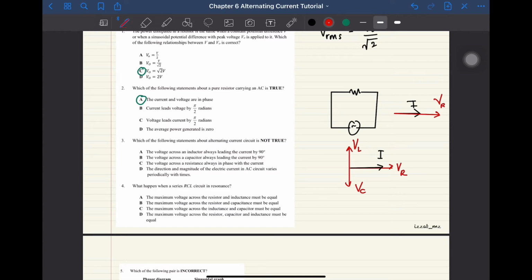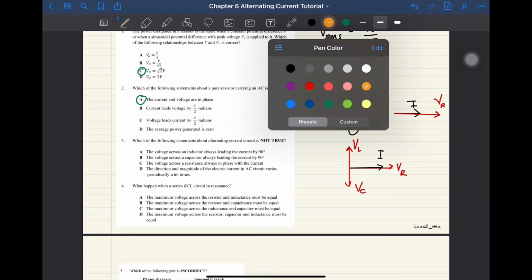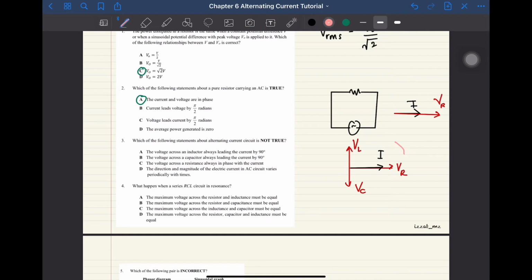So the direction of the vector here would be in this direction, with omega. So here you can state that the inductor leads the current by 90. So this is the inductor, this is the current. It leads by 90, which is correct, because it moves in this direction. So VL is always in front of the I. So answer A is correct.